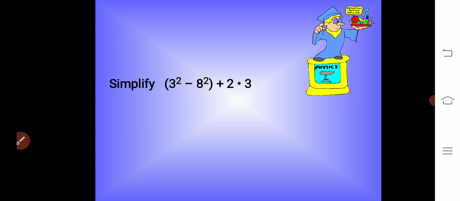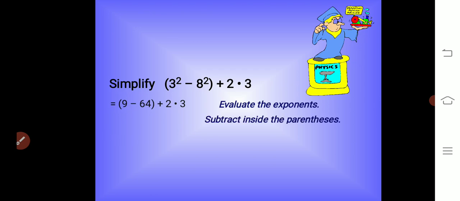Simplifying 3 squared minus 8 squared plus 2 times 3. So evaluate the exponents. So 3 to the power of 2, the answer is 9. And 8 to the power of 2 equals 64. So 9 minus 64 plus 2 times 3. Subtract inside the parentheses. So 9 minus 64 equals negative 55 plus 2 times 3. Multiply from left to right. So 2 times 3 equals 6.